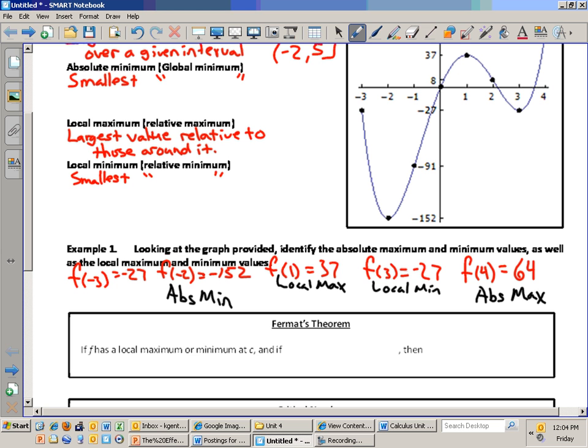And technically, f of negative 2 is also a local min, isn't it? It's an absolute min. It's also a local min. So we can be both. You'll see some examples. This point here is none of the above. Okay? It's none of the above.